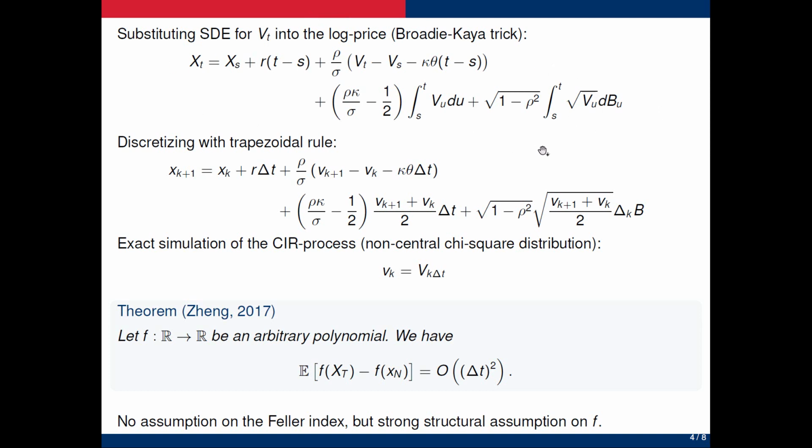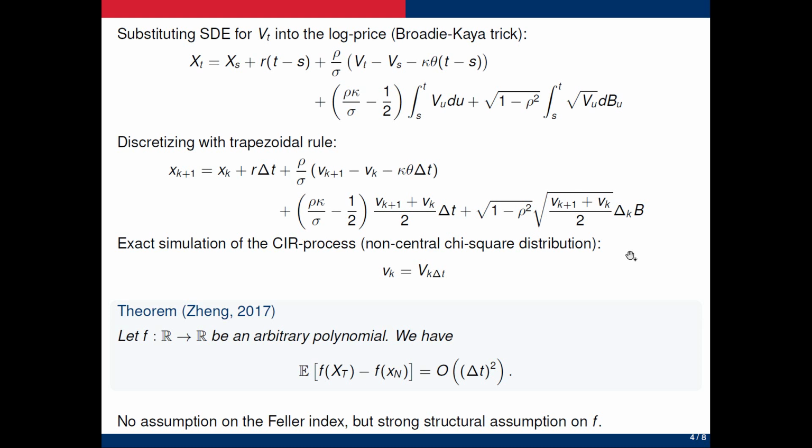And we can discretize this whole thing with the trapezoidal rule. You can see the trapezoidal rule here and here. We can simulate this because we know that V_t follows a non-central chi-squared distribution, and therefore we can simulate V_t exactly. Also notice that V and B are independent, since V is only dependent on the Brownian motion W, and as I said before, W is independent of B.